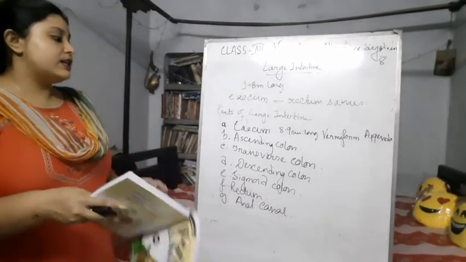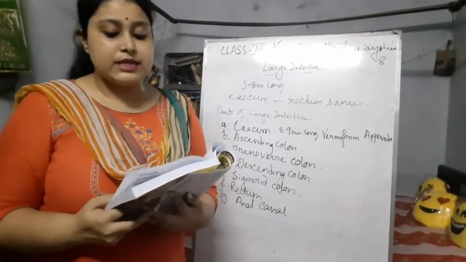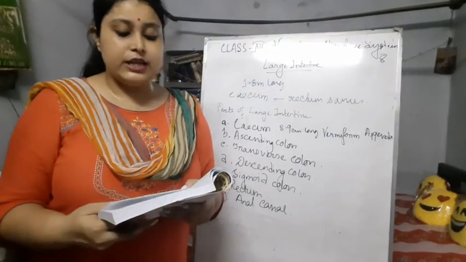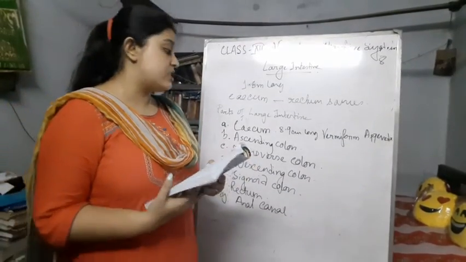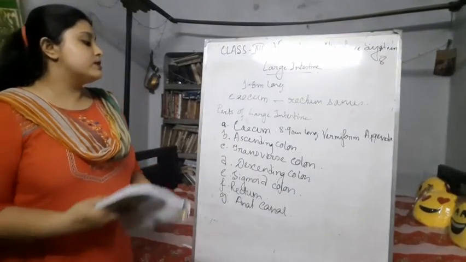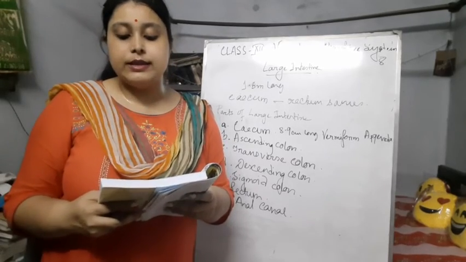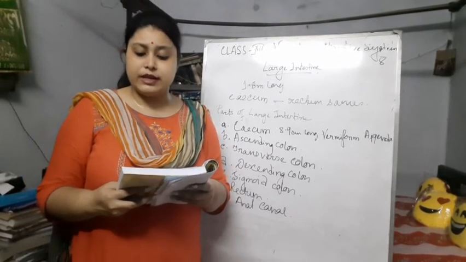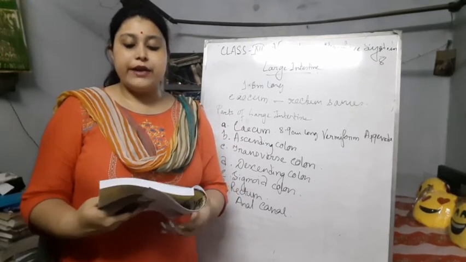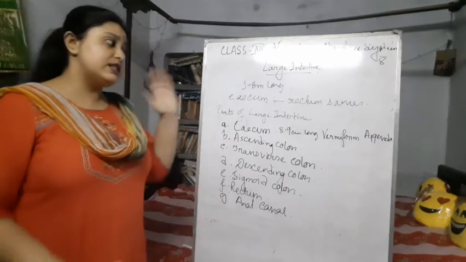The second part is the ascending colon. This passes upward from the cecum to the level of the liver, where it curves to the left to become the transverse colon. So it is the intermediate part. Next is the transverse colon. It is a loop of colon that extends across the abdominal cavity in front of the duodenum and the stomach to the area of the spleen and curves downwards to become the descending colon.